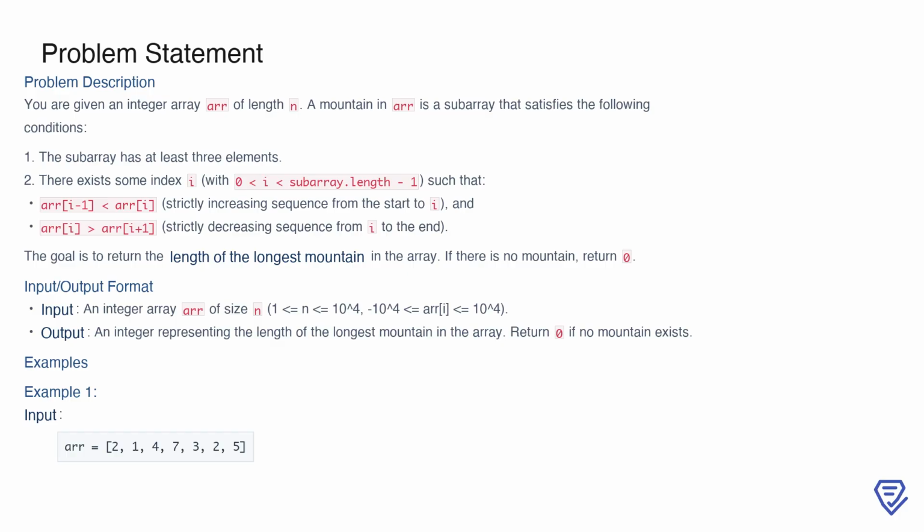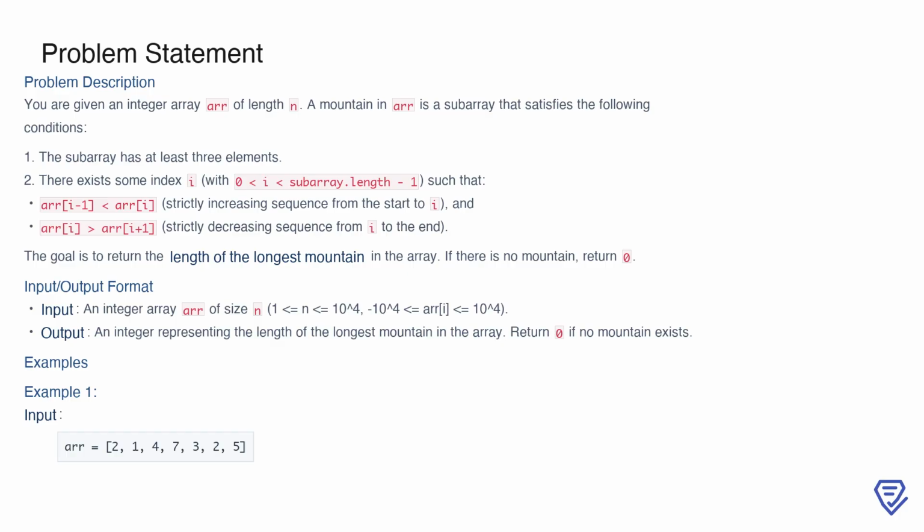Second, there must be an index I within the subarray such that the elements before I form a strictly increasing sequence, and the elements after I form a strictly decreasing sequence. This means the elements rise to a single peak and then fall, creating a mountain-like shape. The task is to find the length of the longest mountain in the array. If no such mountain exists, we return 0.